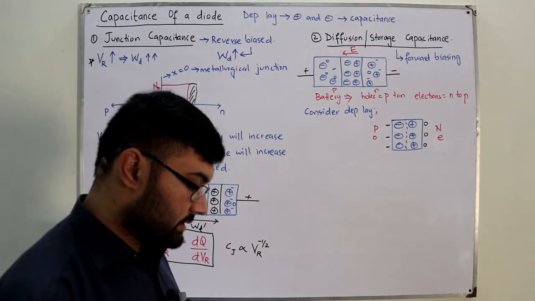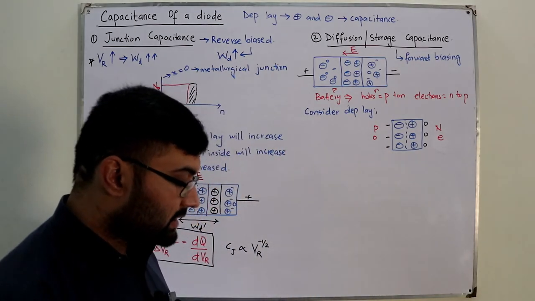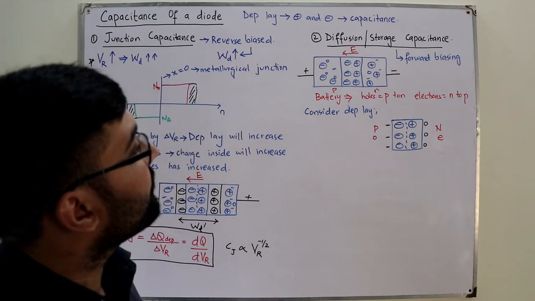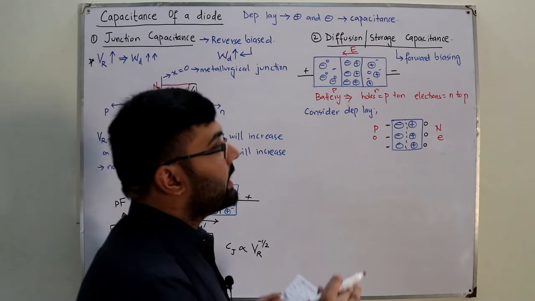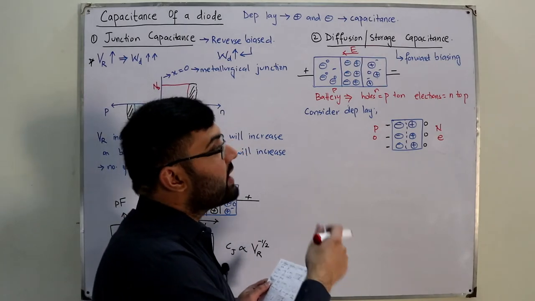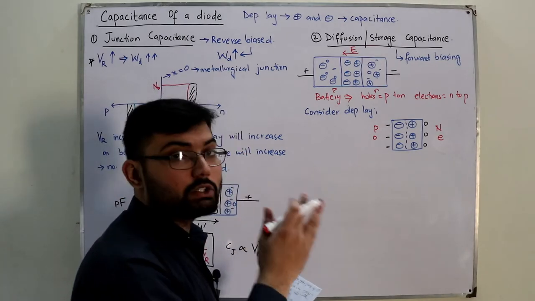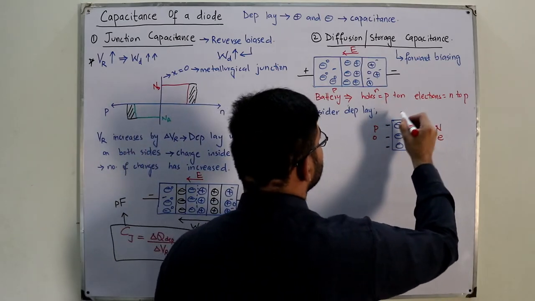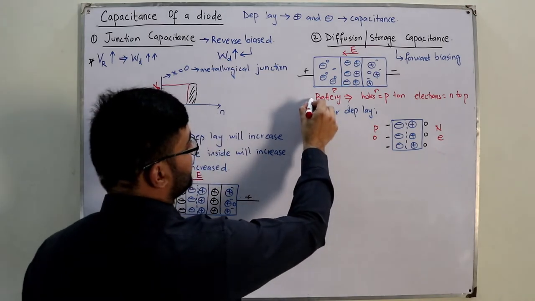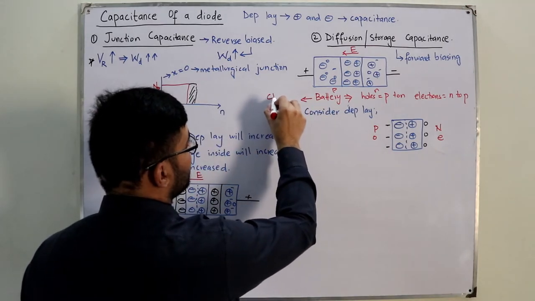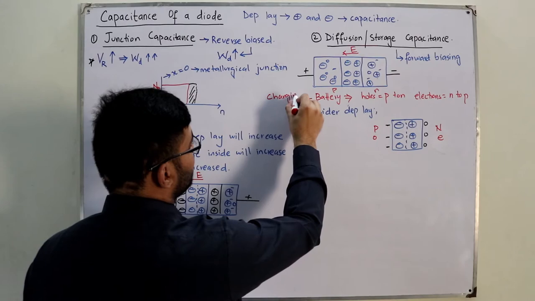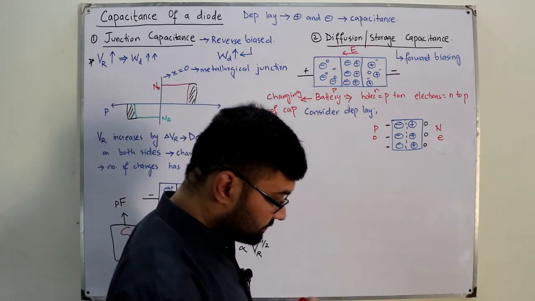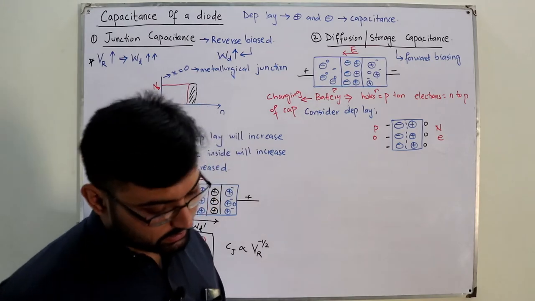It's clear? It is. Now what happens? This crossing of electrons and holes due to the battery from one region to another, this we would term as the charging of the capacitor. So this we say is the charging of the capacitor. Is that fine? It is.